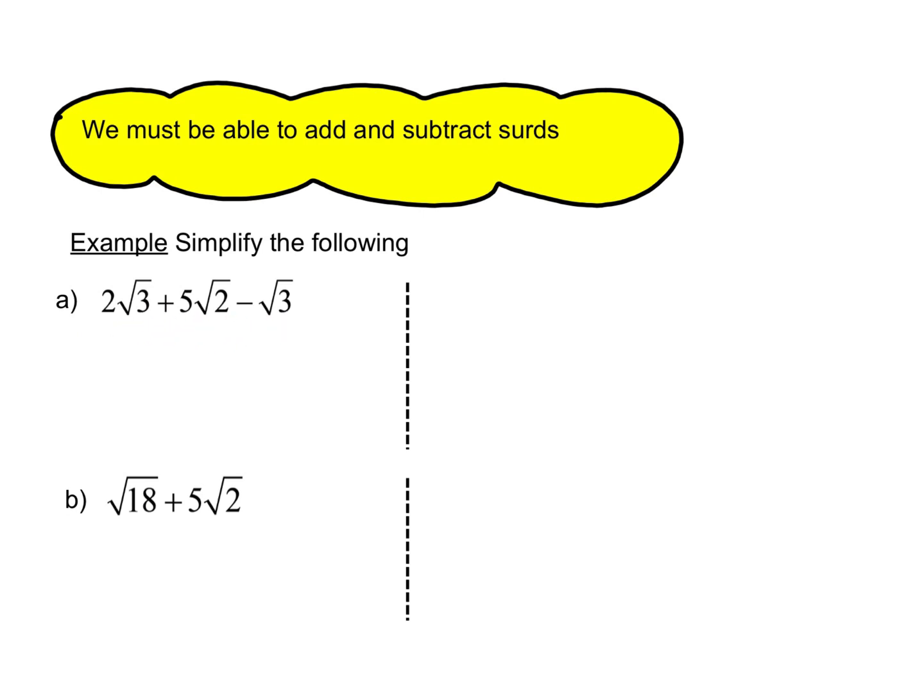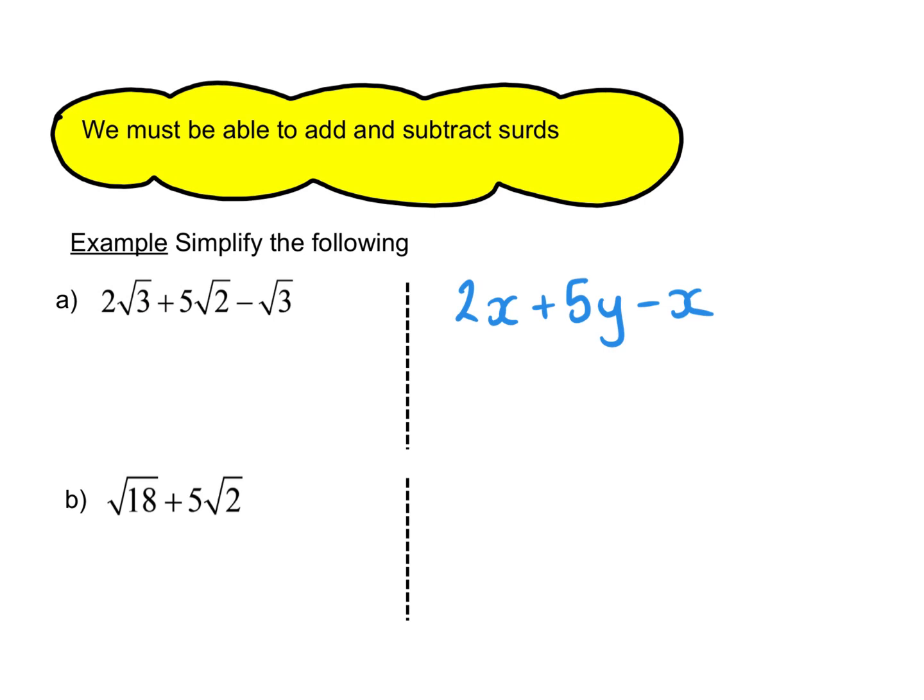Now the surd part of these, the bit underneath the square root sign, this root 3 and this root 2 and this root 3, we treat very much the same way as we would treat variables in our algebra simplifications. So if, for instance, instead of 2 root 3, I have 2x's, instead of 5 root 2's, I have 5y's, and instead of root 3, I just have take away x.